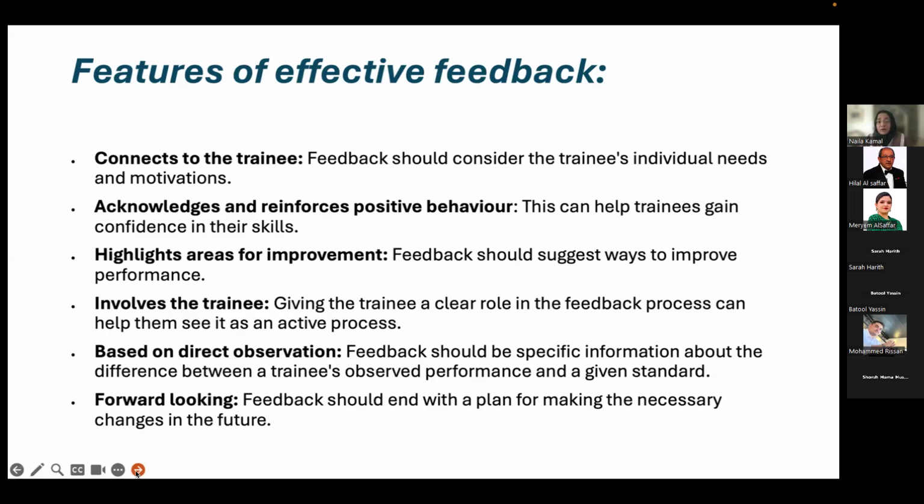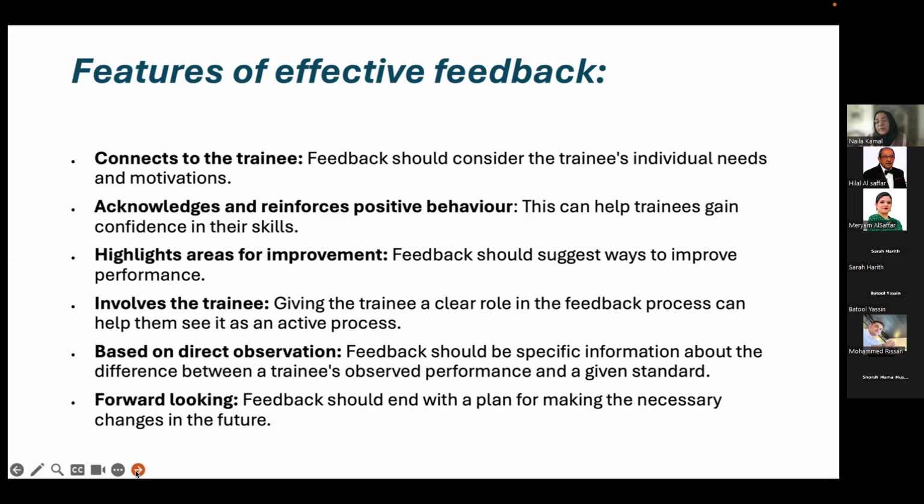It involves the trainee, so it's not one-sided. There are certain examples where, in a very busy clinical scenario, you're doing a one-sided mini feedback session, but we'll talk about that in a minute, and how that also needs to involve the trainee. Give the trainee a clear role in the feedback process to help them see it as an active process. They are not the static or dormant factor here. They need to be very much involved in it.